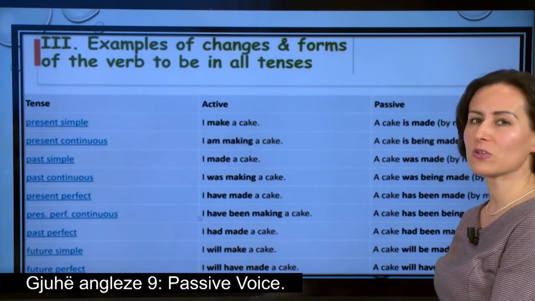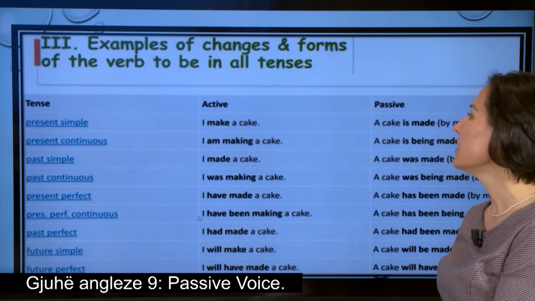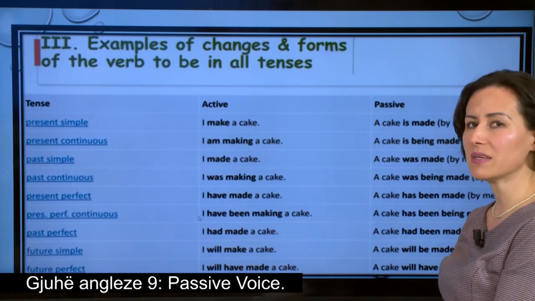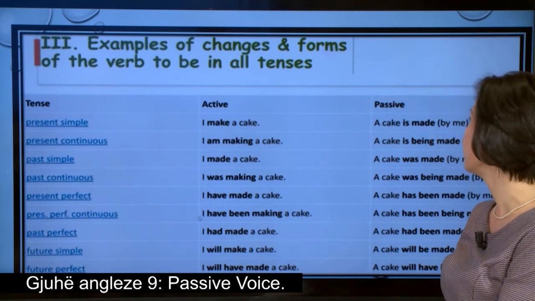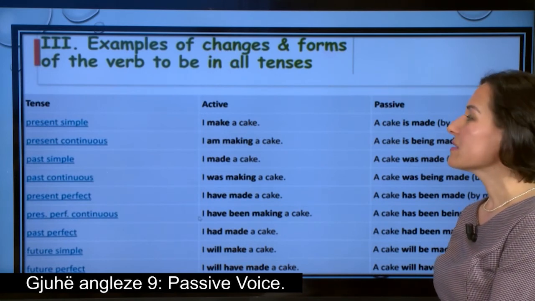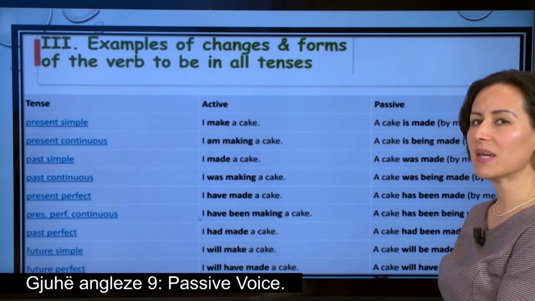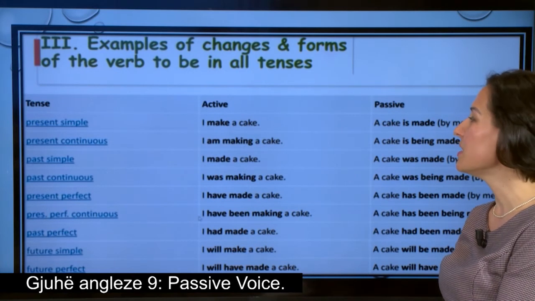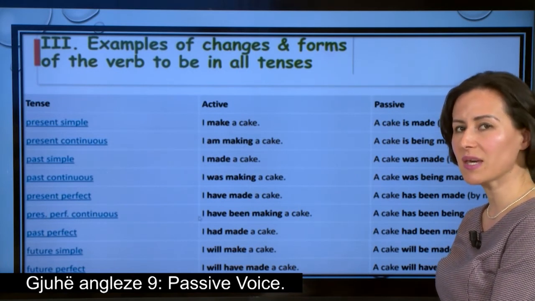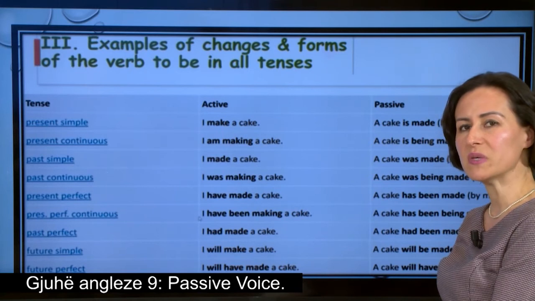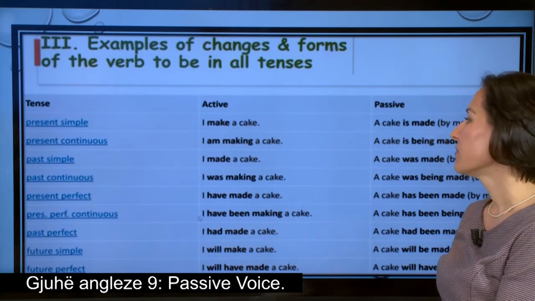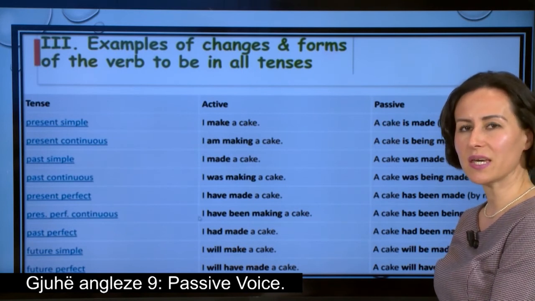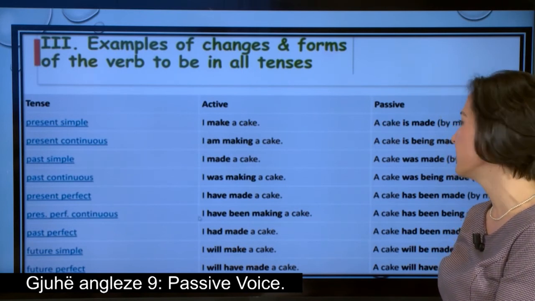Have a look at the present continuous tense usage in the active voice: I am making a cake. A cake is being made by me. Past simple: I made a cake. A cake was made by me. Past continuous: I was making a cake. A cake was being made by me. Present perfect tense: I have made a cake. A cake has been made by me.